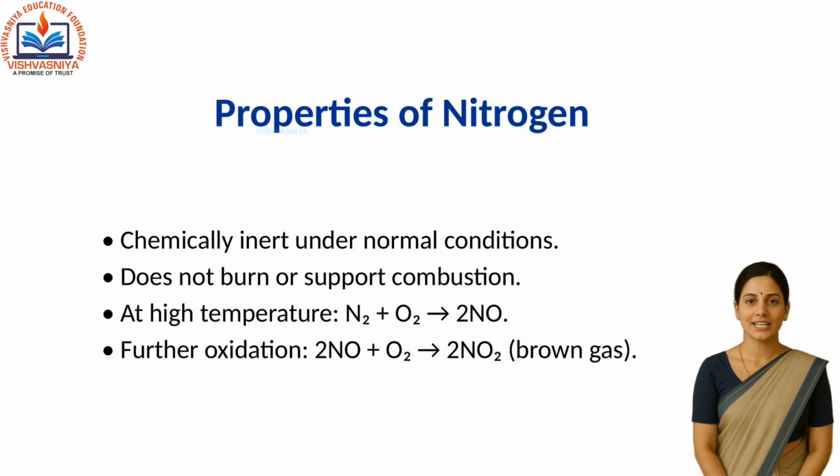Nitrogen is chemically inert under normal conditions. However, at high temperatures, it can react with oxygen to form nitric oxide. We say N2 plus O2 gives 2NO. This nitric oxide further reacts with oxygen to form nitrogen dioxide, spoken as 2NO plus O2 gives 2NO2. These reactions are important in the formation of acid rain and in the industrial production of nitric acid.